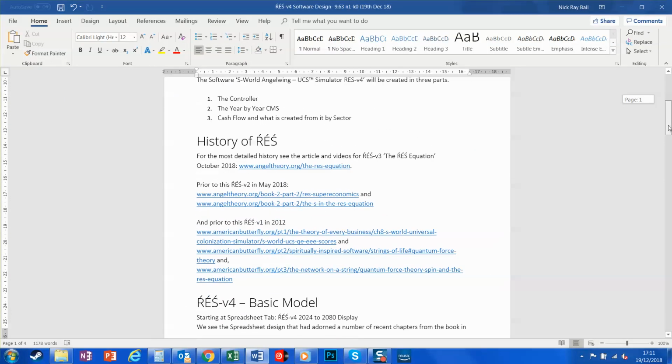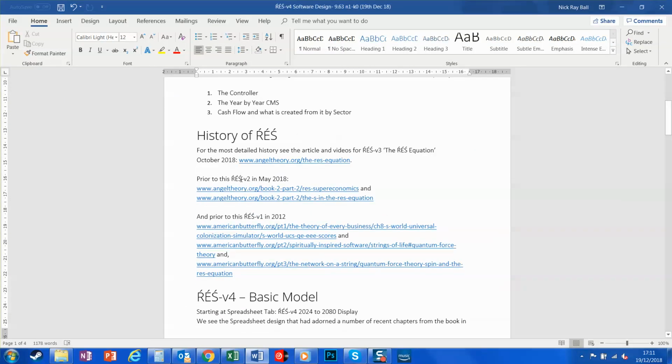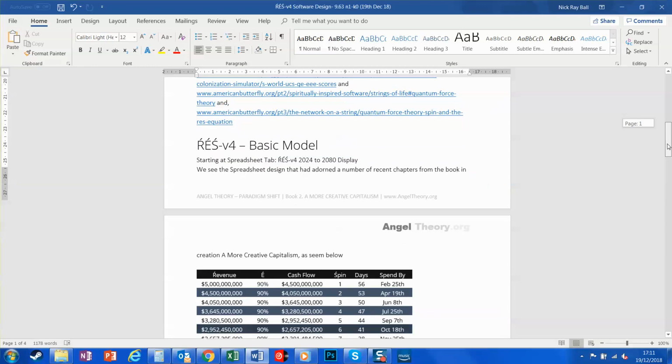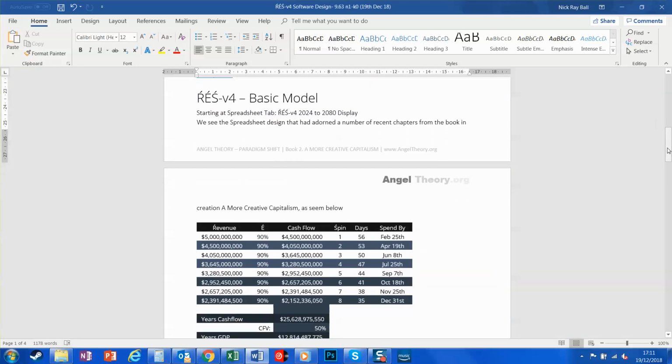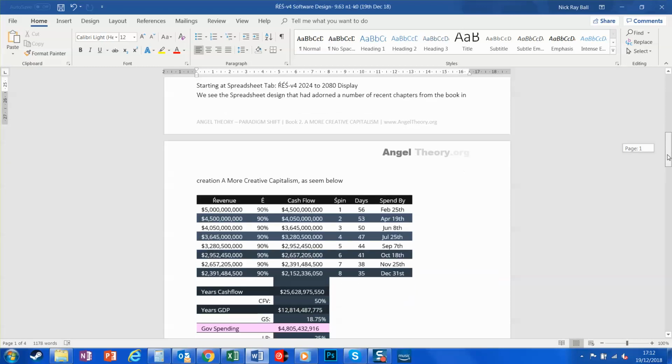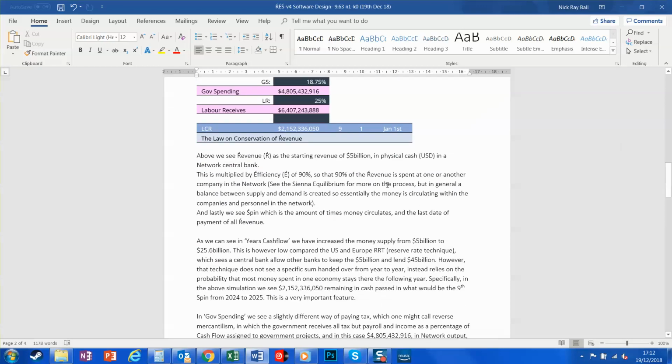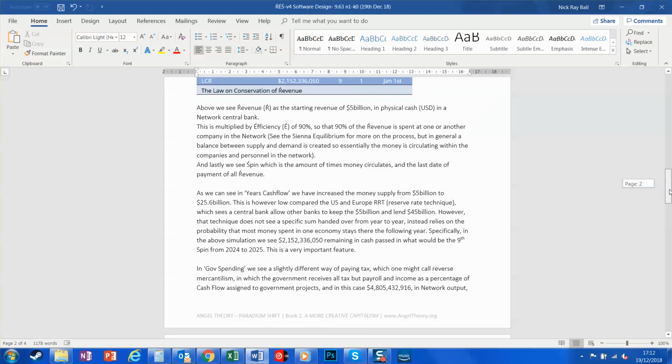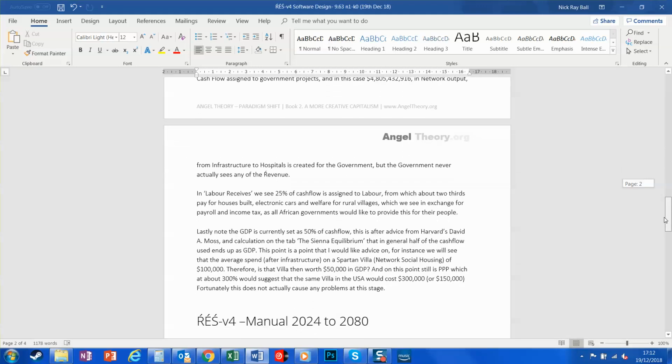And then we have a little bit of history. The version back in October, and the one in May, and then going back to 2012. Then we've got the Res basic model, and this I've been using a lot. I don't think you've seen it yet, but it's appearing in quite a few of the main articles I'm making now, and particularly the summary to the book A More Creative Capitalism features this very early on. So please go through this, read it so you understand it, and correct anything that's wrong.